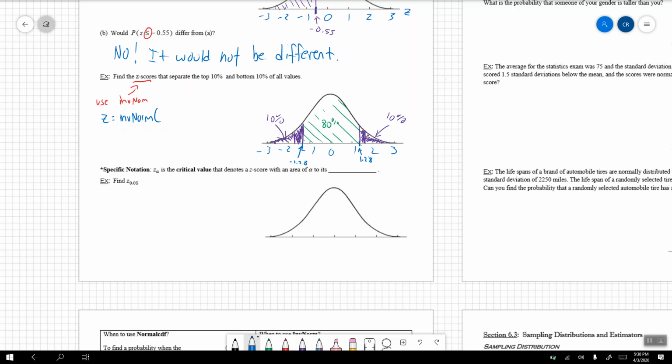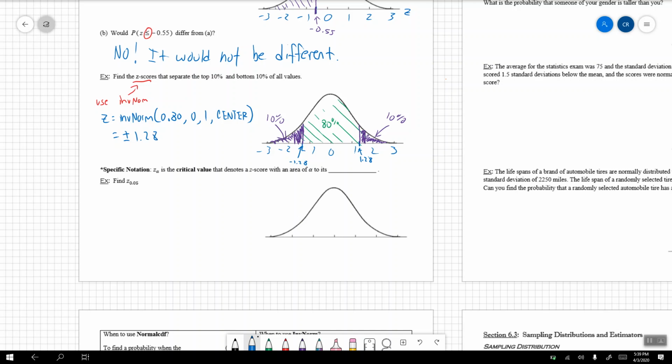So with that inverse norm, what I wanted was that 80% in the middle: area, mean, standard deviation, and I used the center function. And that gave me positive and negative 1.28. Perfect.